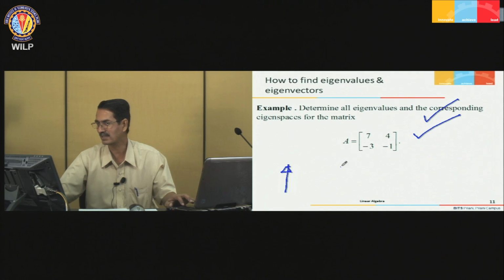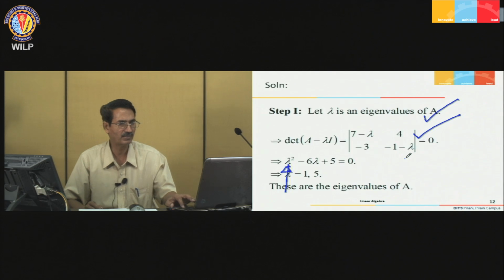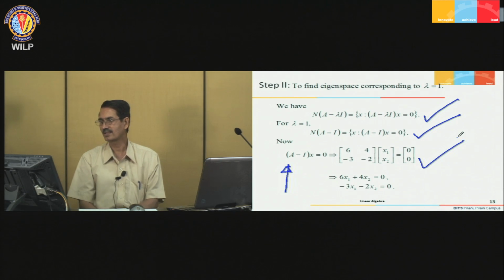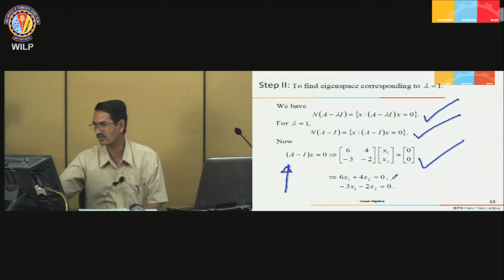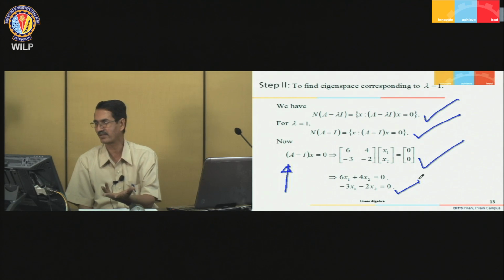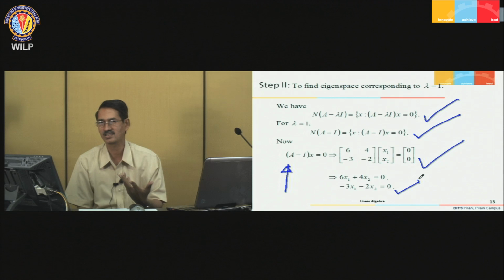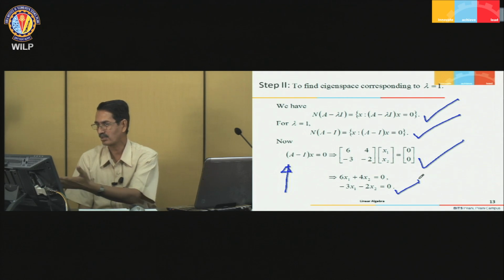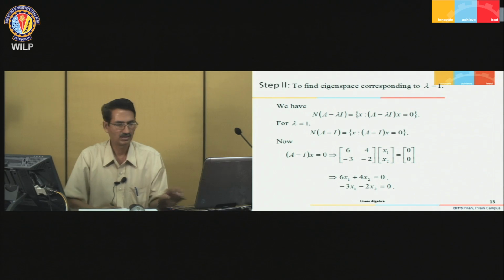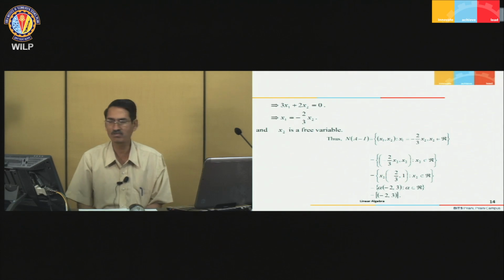So, what is the meaning of A minus lambda I then? 7 minus 1, here minus 1 minus 1. That is the only difference. So, this is your [6 4; minus 3 2] times [x1; x2], this is equal to 0. So, let us see, this is in fact 6 into x1 plus 4 into x2 is equal to 0, and second one is minus 3 into x1 minus 2 into x2 is equal to 0. And see that both equations are same, both equations are coinciding with each other. So, if you combine these two equations, we are going to get simply 3 x1 plus 2 x2 is equal to 0.